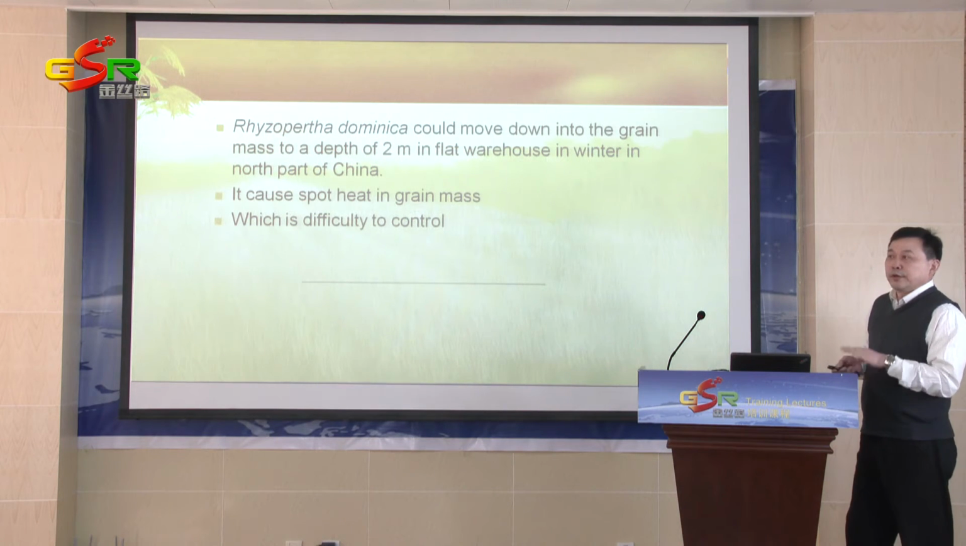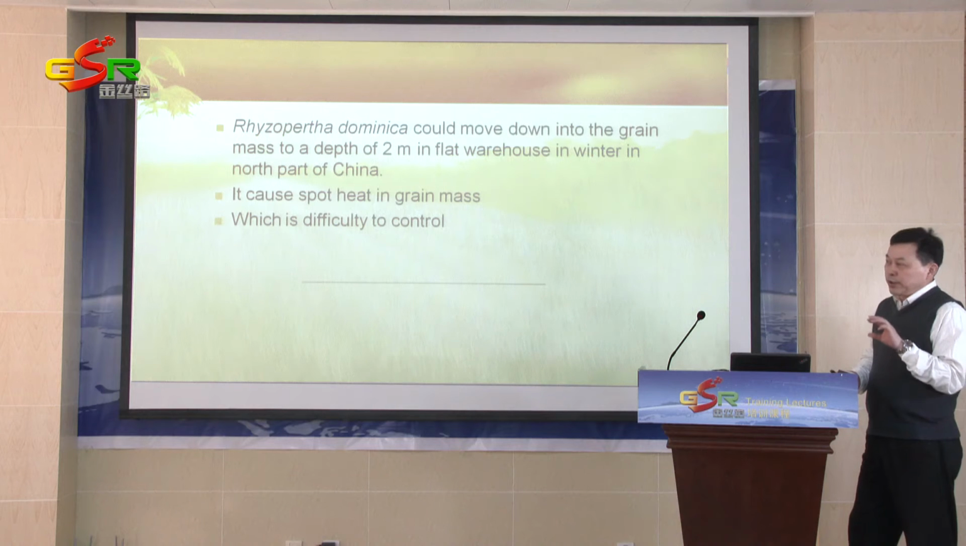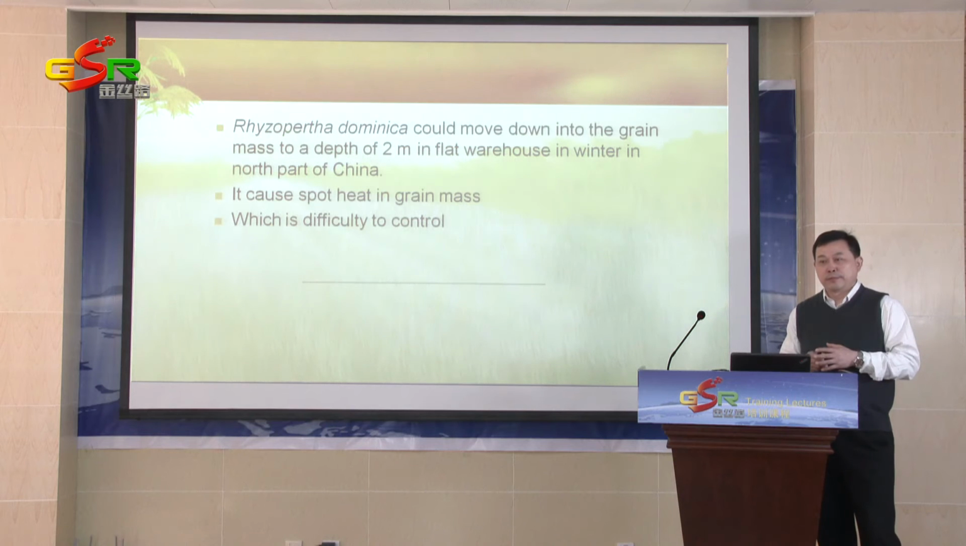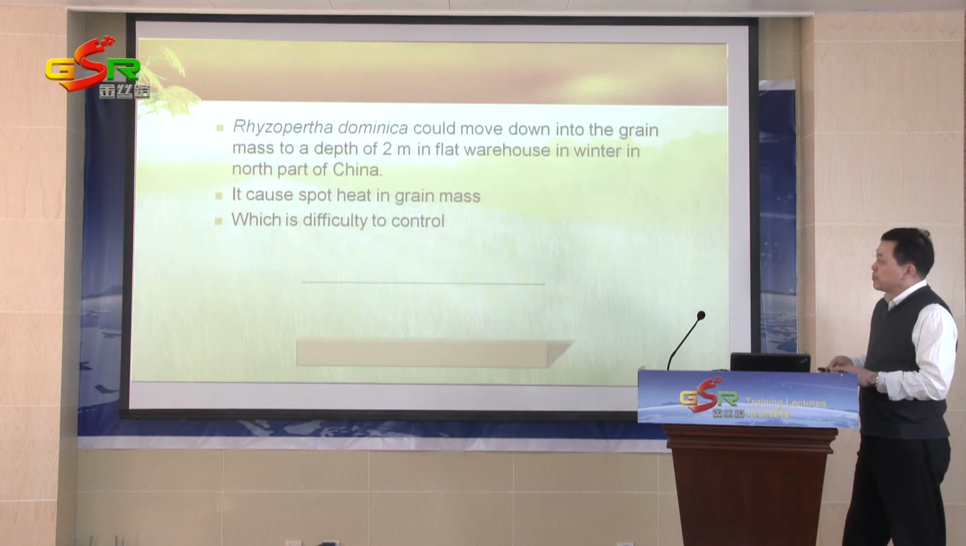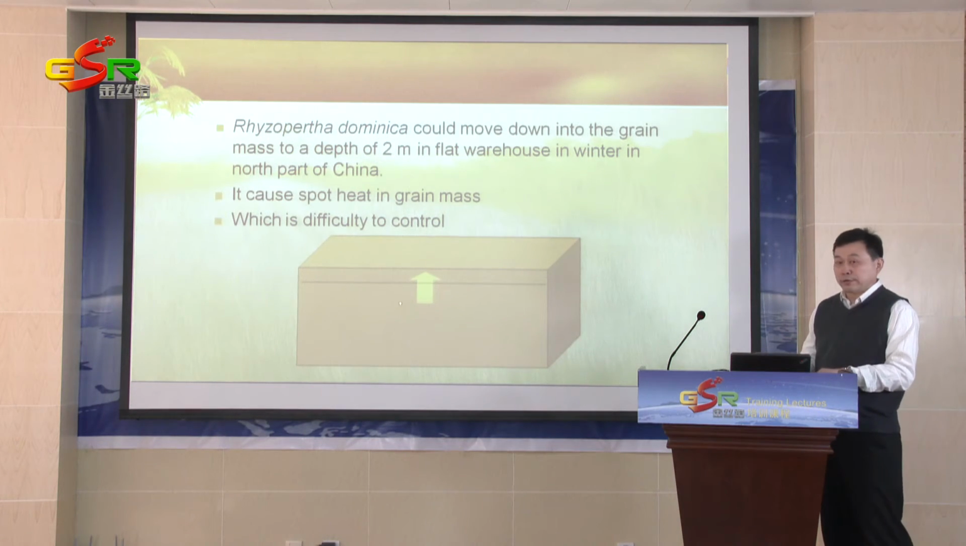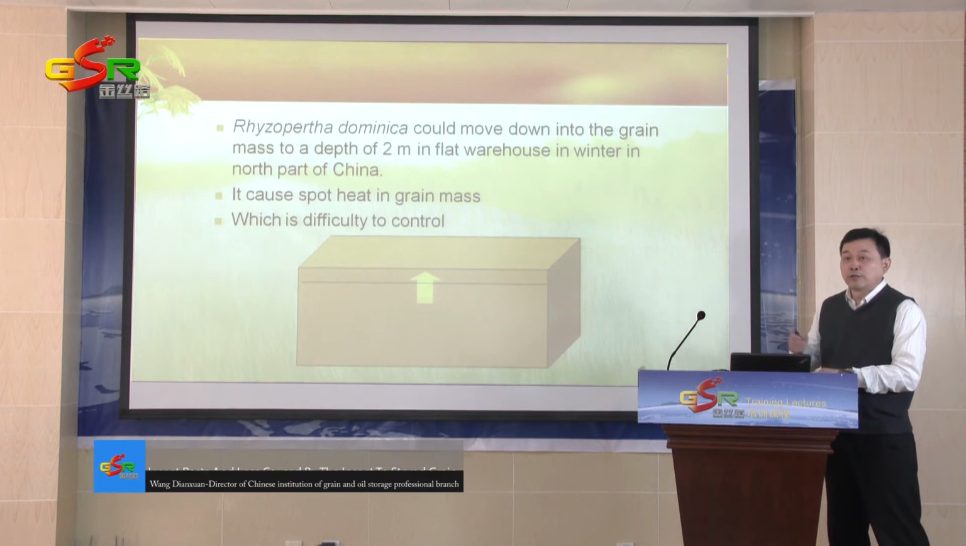In the north part of China, usually at the end of autumn or in the winter, Rhyzopertha dominica in the grain mass will gather together, cause losses, make powder, and make the temperature go up. Usually the hot spot is about 2 meters deep from the top of the grain surface.